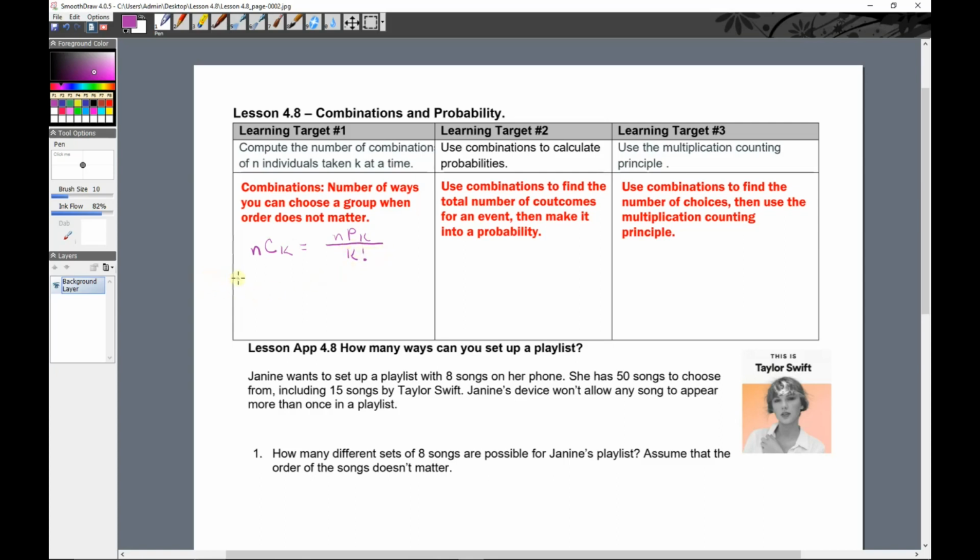And so remember that n is the total number of items. I guess total only has one L. Get that squared away. Total number of items. And k is going to be the number of items you pick.